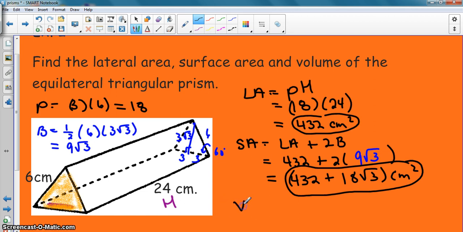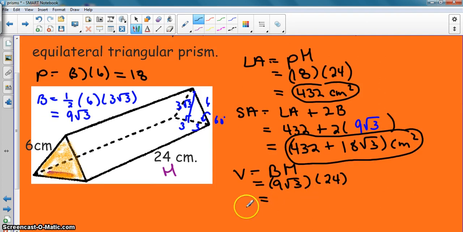Okay, volume. Volume, remember, is the area of the base times the height, and we already have both of those measurements. Our base area, if I look back over here, was 9 root 3. Our height is 24 centimeters. So I'm going to take 9 times 24, and I'm going to get 216 square roots of 3, and this is in centimeters cubed because it's volume.